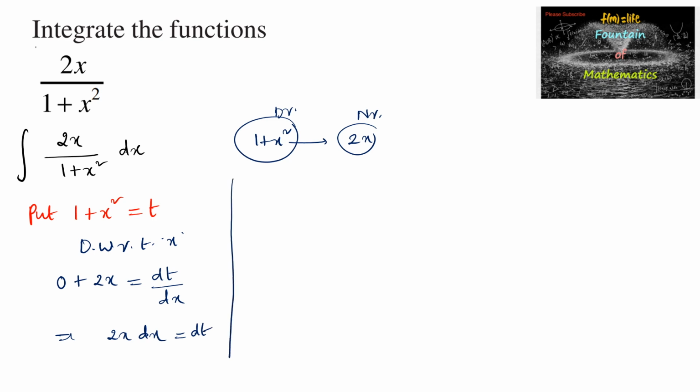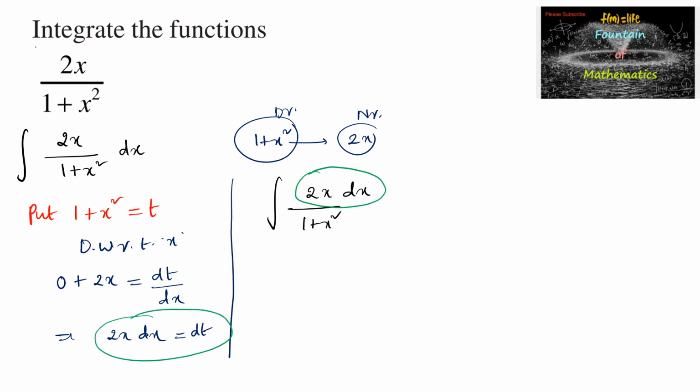Now let us substitute in the integral. We have integral 2x dx upon 1 plus x square, right? So here 2x dx will be replaced as dt. So our integral will become dt in the numerator, and as you can see, 1 plus x square is t in the denominator. So we can write 1 upon t. Now the integral changes, in terms of t, to 1 upon t dt.